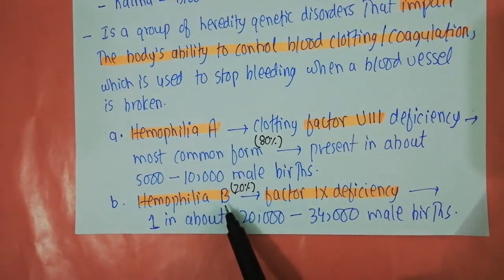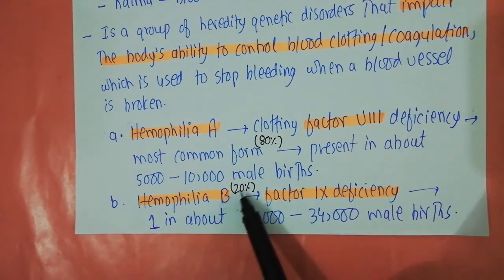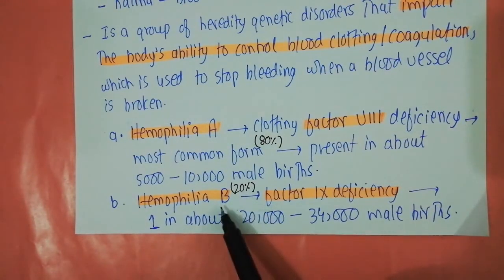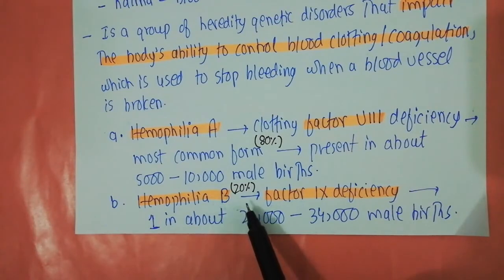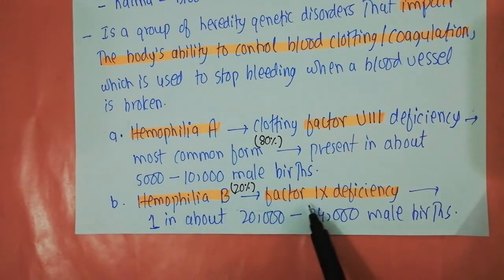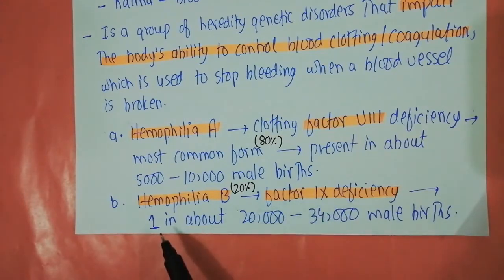Hemophilia B is a less common type, because only 20% of the cases of hemophilia around the globe are hemophilia B. In hemophilia B, there is a deficiency of factor 9. And if you talk about the numbers, there is one hemophilia B patient in about 20,000 to 34,000 male births.